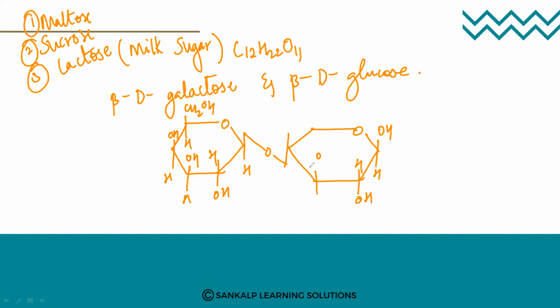So this is the structure of our lactose sugar. The lactose sugar is made up of two monosaccharide units, that is beta D galactose and beta D glucose. So the linkage is present between C1 of the galactose and C4 of the glucose. Remember this. The structures are very important.